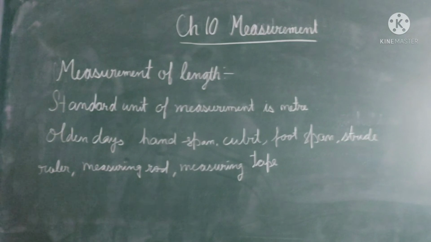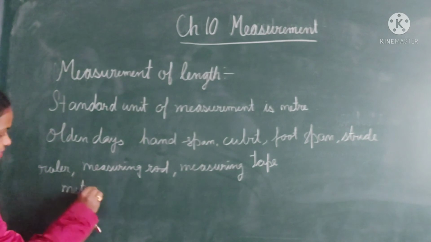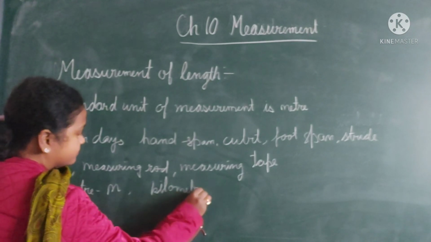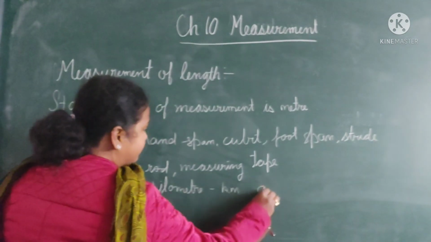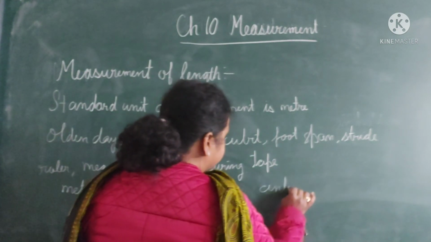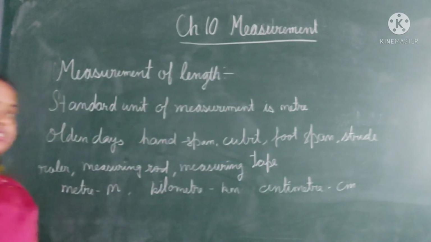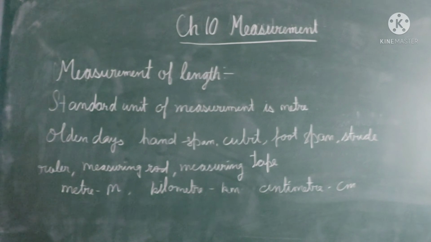Then last, what are the units used for measurement? Meter, you mention it as m. Kilometer, you mention it as km. And centimeter, you write it as cm. These are the units which they use for measuring different things. Okay, so this is about measurement of length.